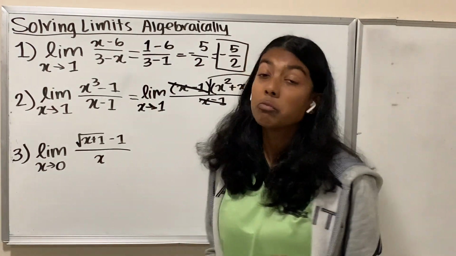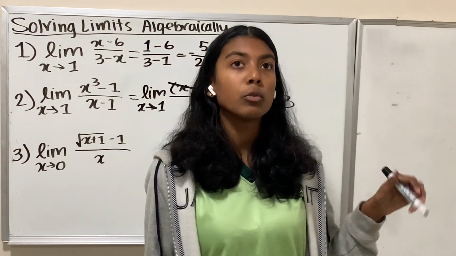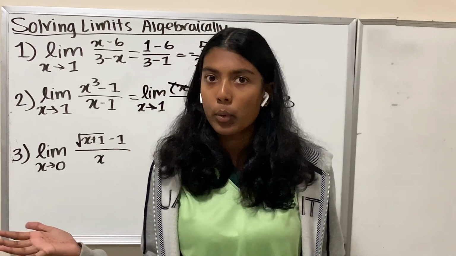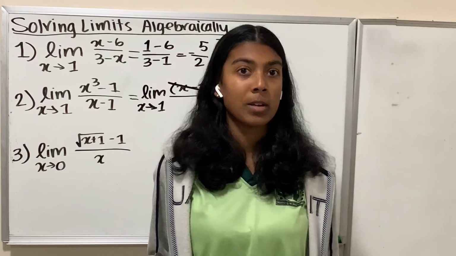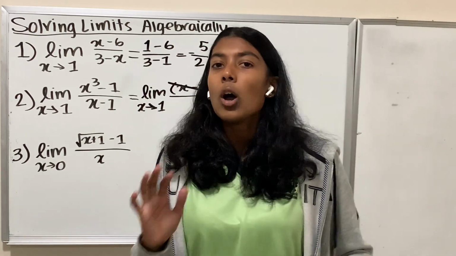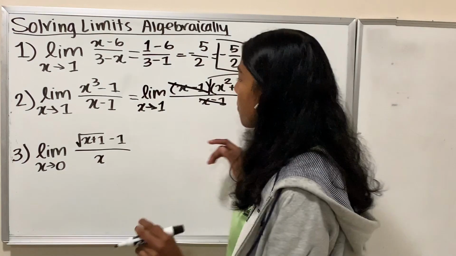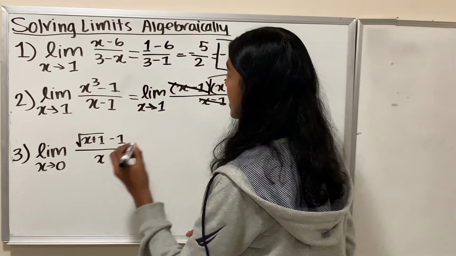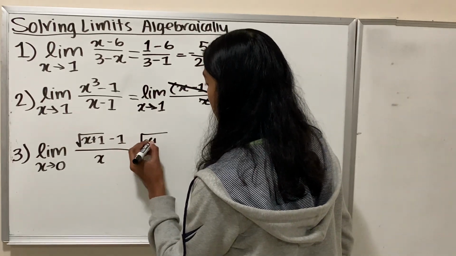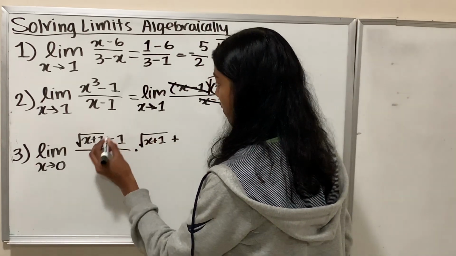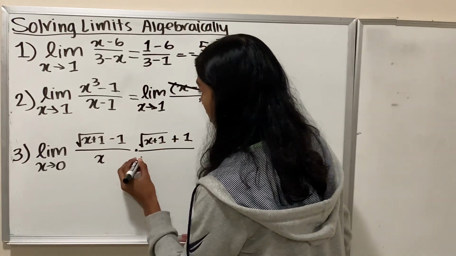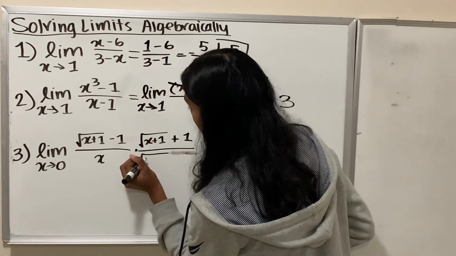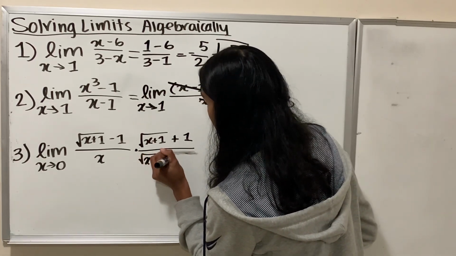Finally, this one can't really factor, so we do something called rationalizing. It's a little bit different than rationalizing like we usually do, like 1 over the square root of 3 becomes square root of 3 over 3. Instead, we rationalize the numerator. So let's rationalize the numerator by multiplying it by its conjugate. In this case, it's square root of x plus 1 plus, since we have a minus here, 1. So we have to do that on both parts. That way, we make sure our equation really isn't changed.